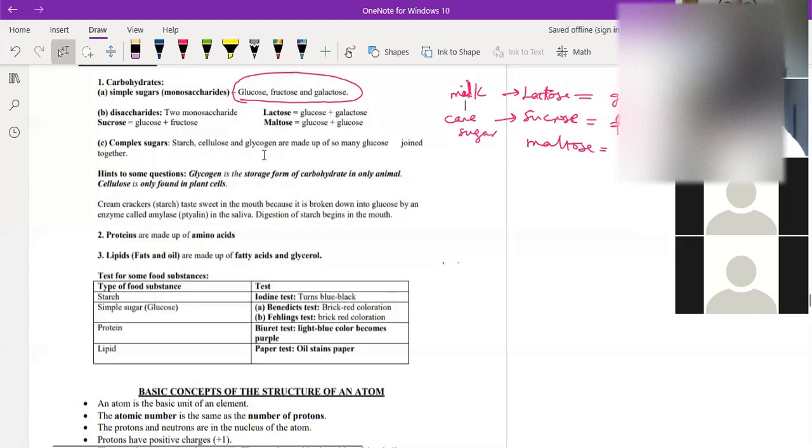Next are the complex sugars. The complex sugars are those that we call polysaccharides. They are made up of many molecules of the monosaccharides. Examples would be starch, cellulose, glycogen. These are all examples of complex sugars, many glucose molecules joined together.